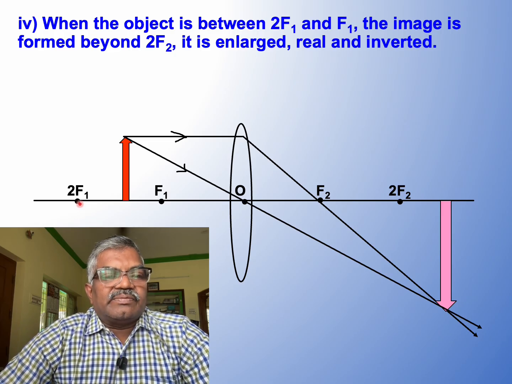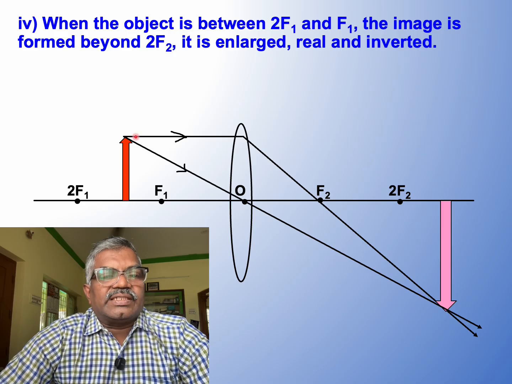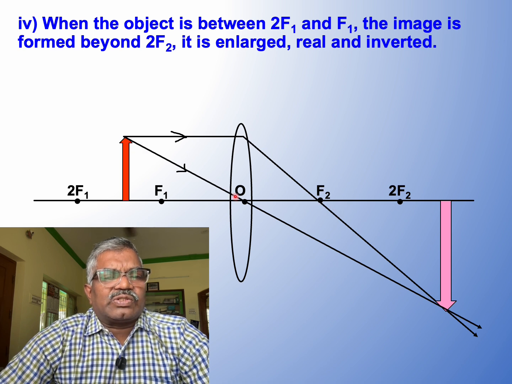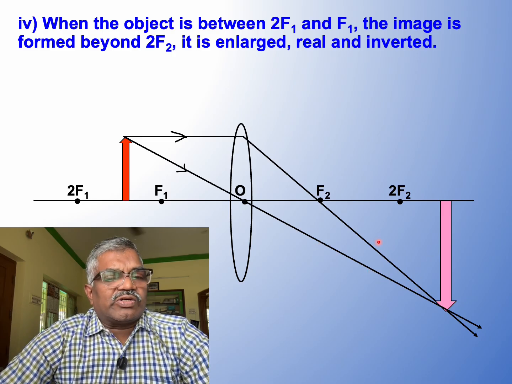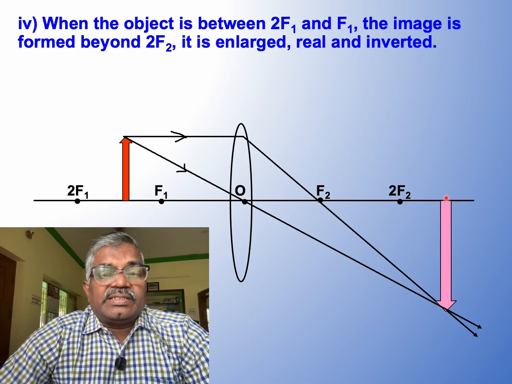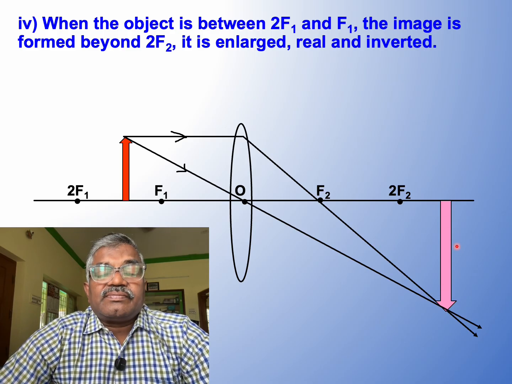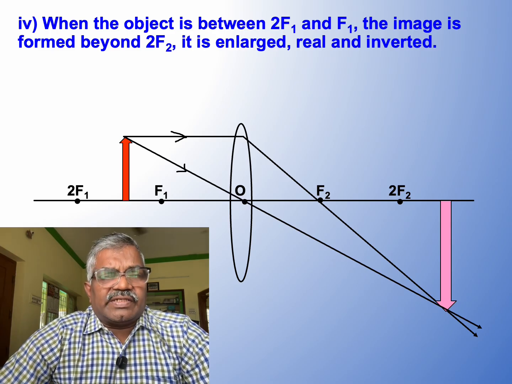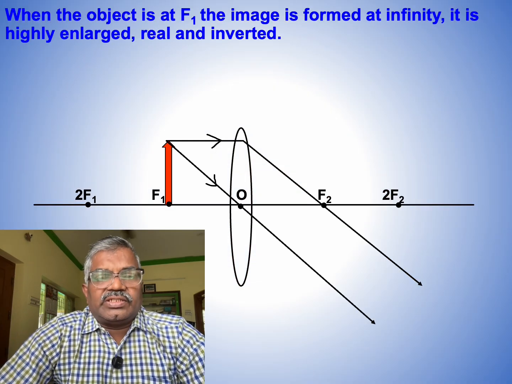And the next position of the object is between 2F and F. Here this is the object. Same rule: first the parallel ray, after refraction it will pass through the focus. Second, the light ray passes through the optical center without any deviation. At the meeting point you can draw the image. Here the image is very large, real and inverted. It is an enlarged image.